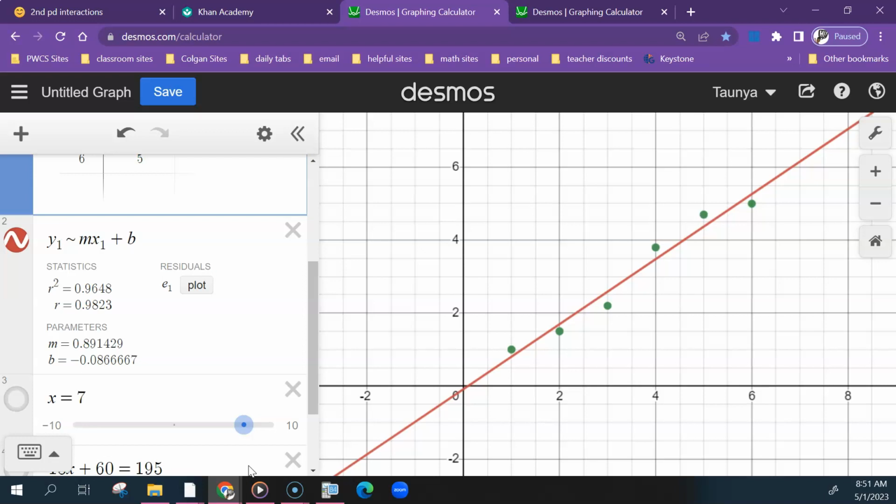So those are steps you have to remember. How do I do this in Desmos? How do I make the table? How do I get the equation? And usually it'll tell you what to round to, or it'll be multiple choice and you choose.